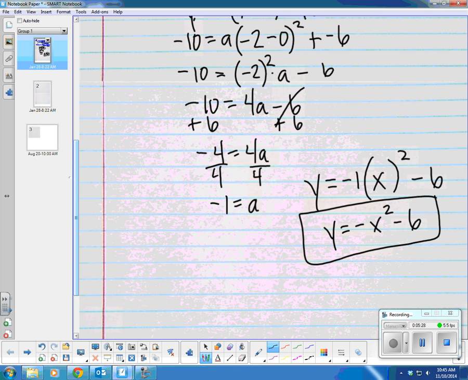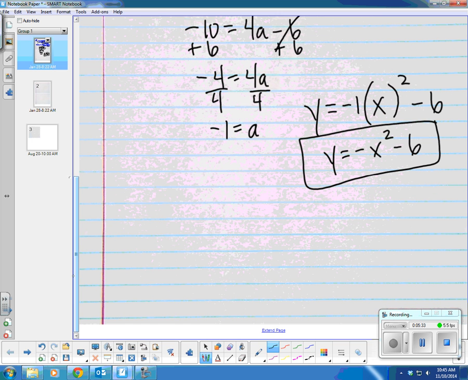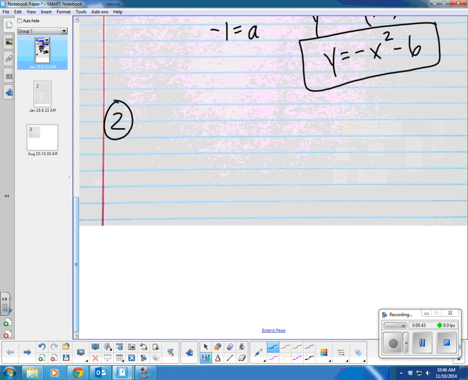Okay, should we do another example? One more? Okay. Maybe. This one is actually on the homework, so lucky for you guys. Okay, let me extend the page here.